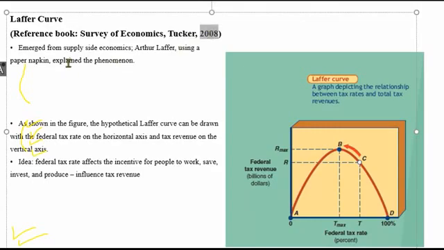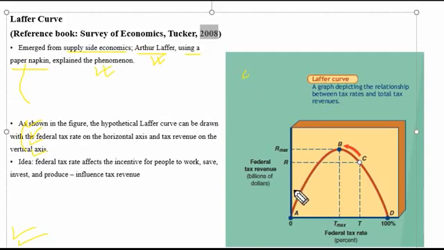And we know that the Laffer curve comes from supply side economics. This is a relatively new phenomenon, discovered in the 1960s by Arthur Laffer. He gave this terminology using a paper napkin, and he explained this phenomenon with a figure. So this is the figure, right?